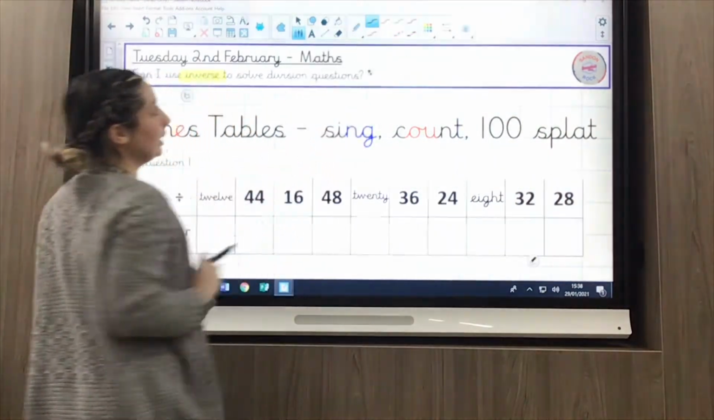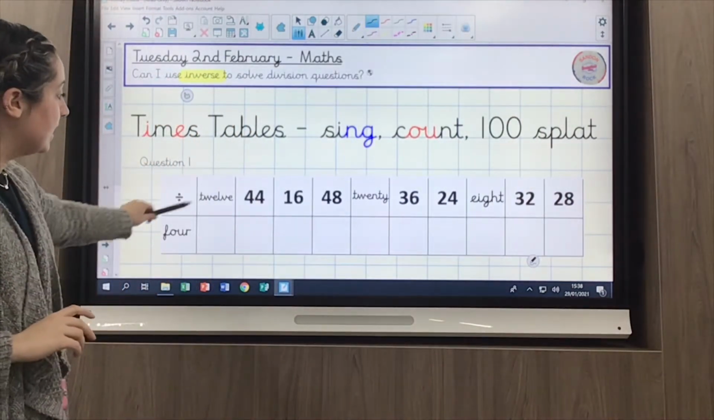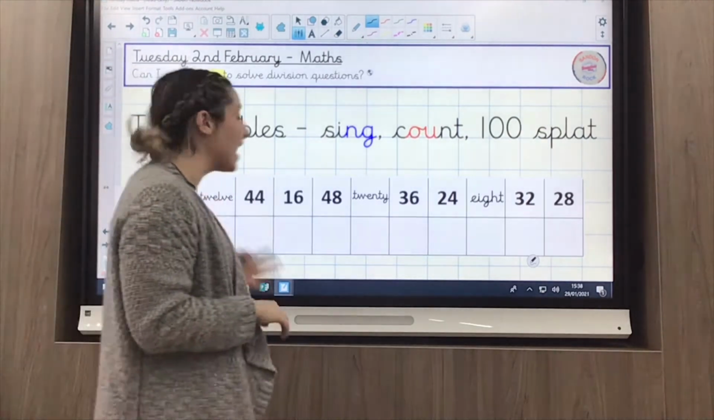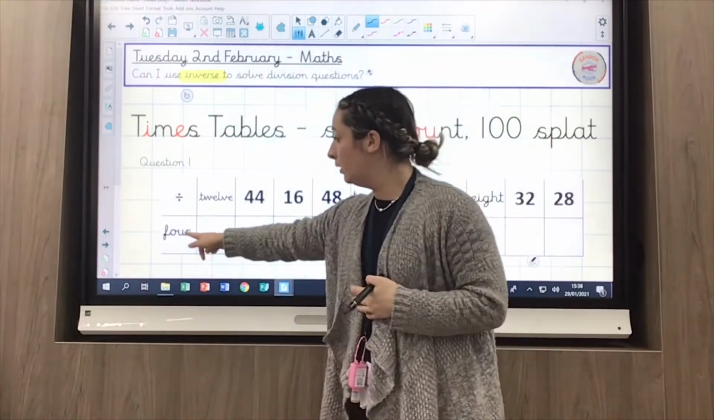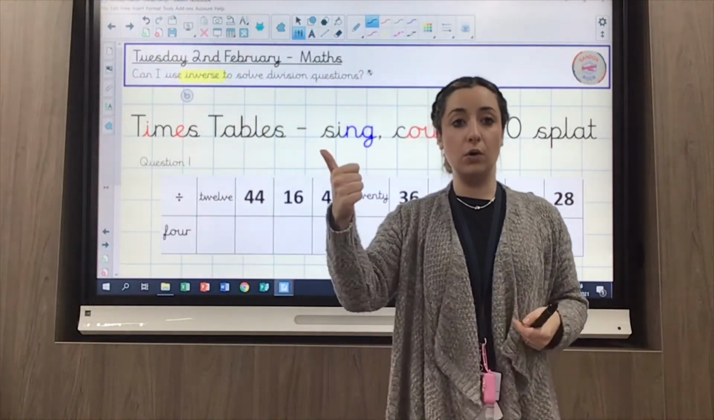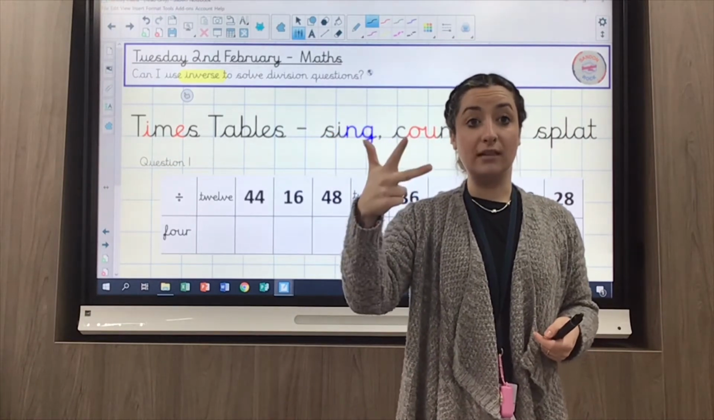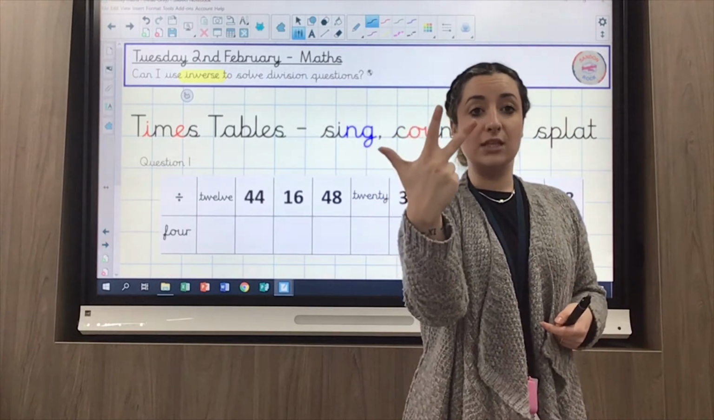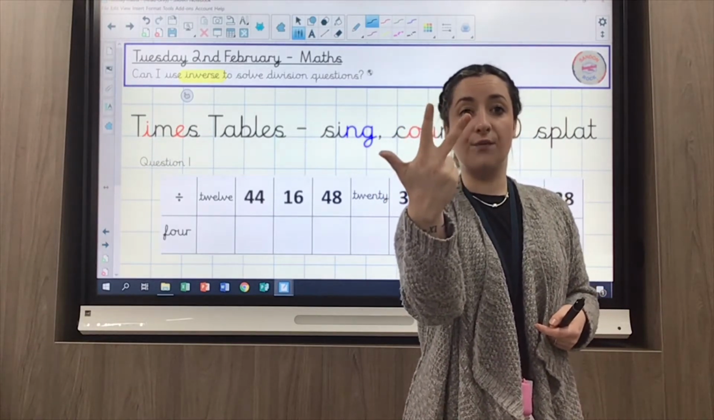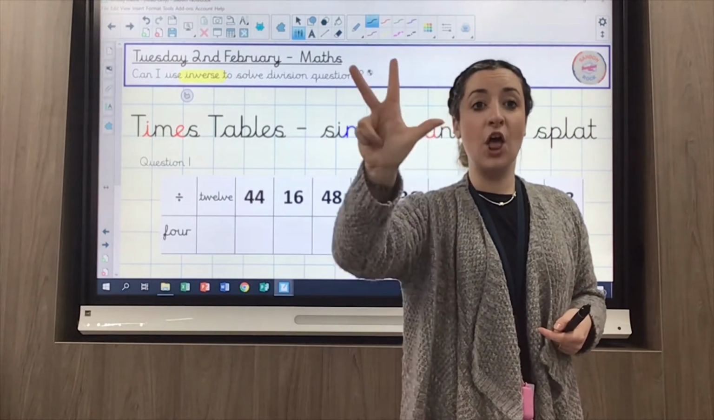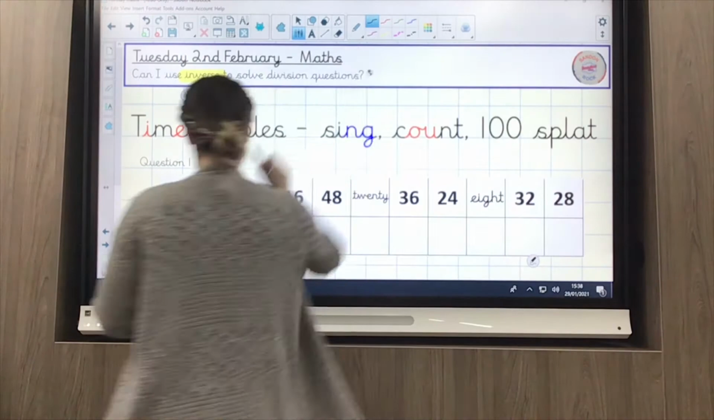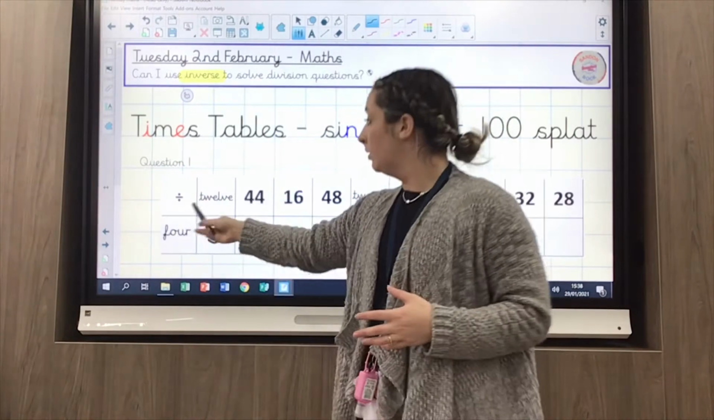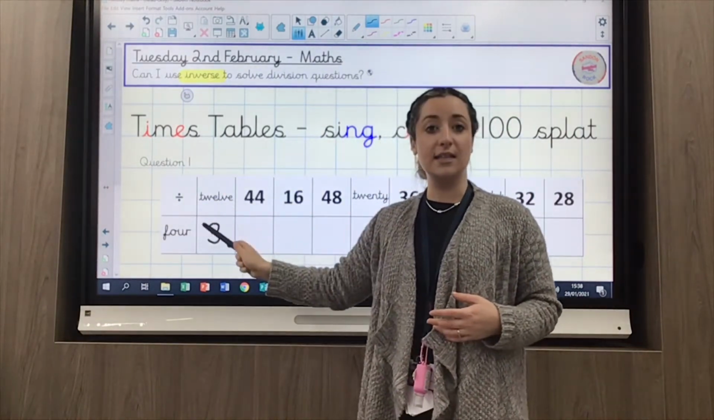Now remember, my learning question is to use the inverse operation. So instead of dividing, I'm going to be using times. So I could count how many 4s go into 12. So I could do 4, 8, 12. Okay, I'm going to stop there. How many groups of 4 went into 12? So I've got a 4, a 4 and a 4. So it was 4 times 3. Okay, so I've got my answer there, and I've used the inverse. I've used multiply. So I've used my times table knowledge to get the division answer.